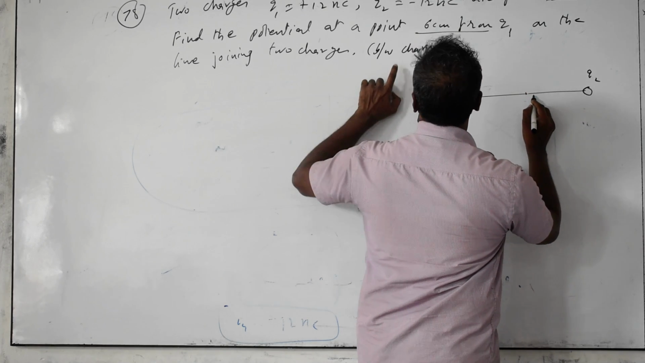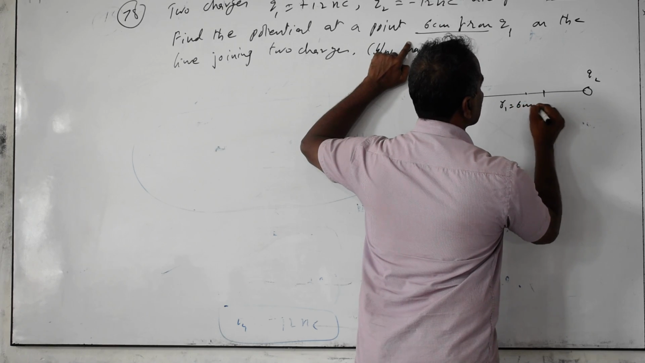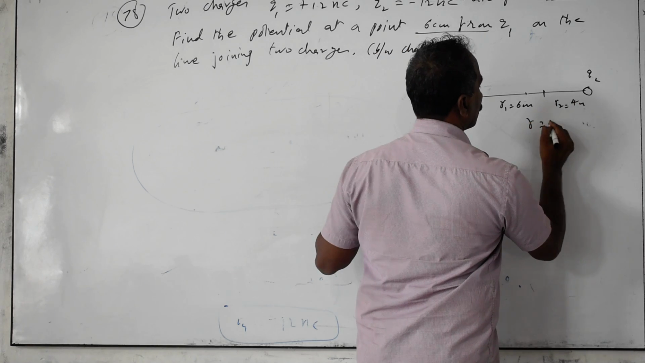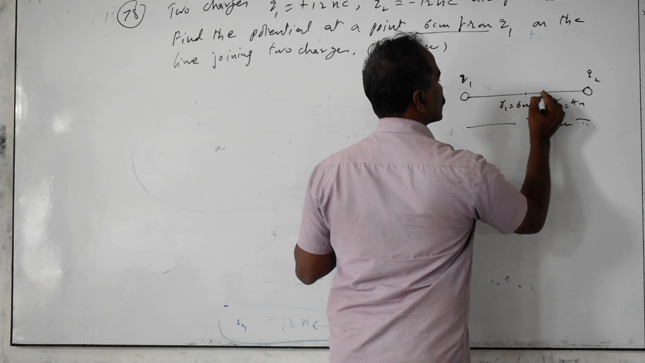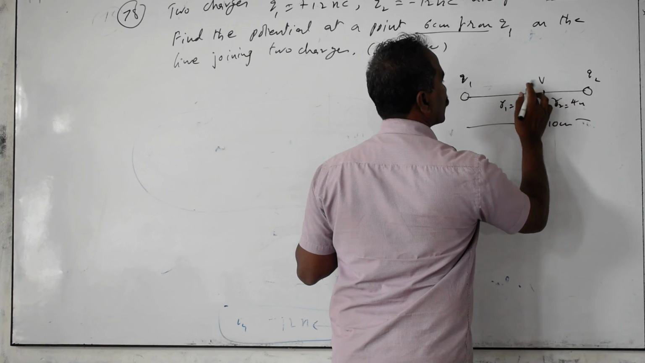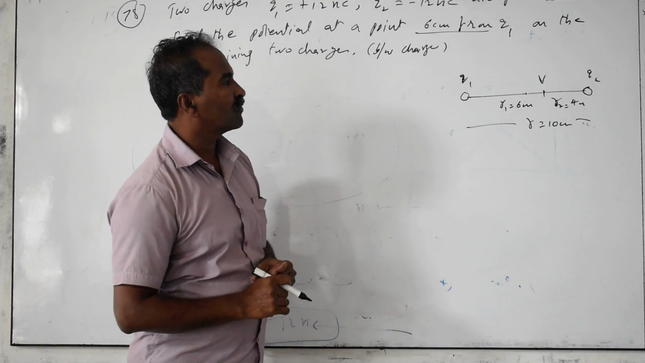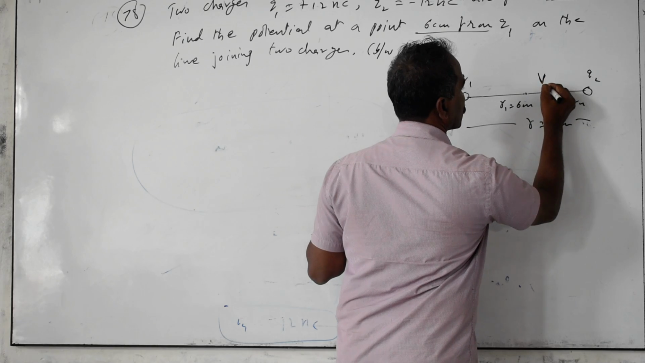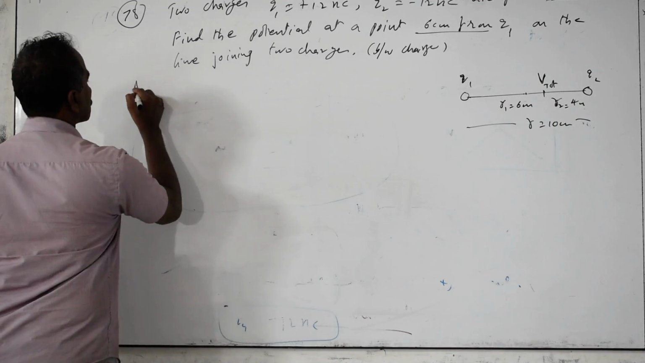Somewhere here, 6 centimeters from Q1. So this is R1, equal to 6 centimeters. The remaining distance is 4 centimeters. Total R equals 10 centimeters, which is R1 plus R2. You are asked to find the total potential V at this point. So V total is nothing but V1 plus V2. I want V total at this point.